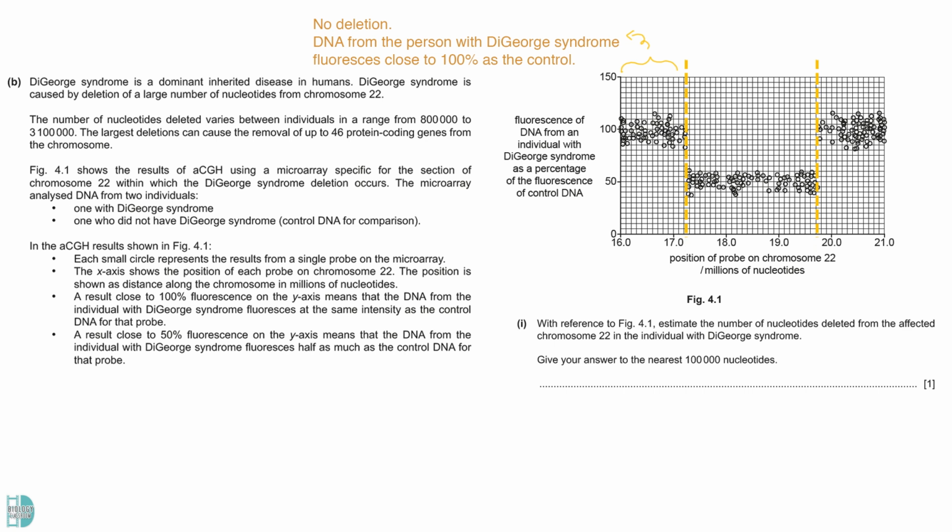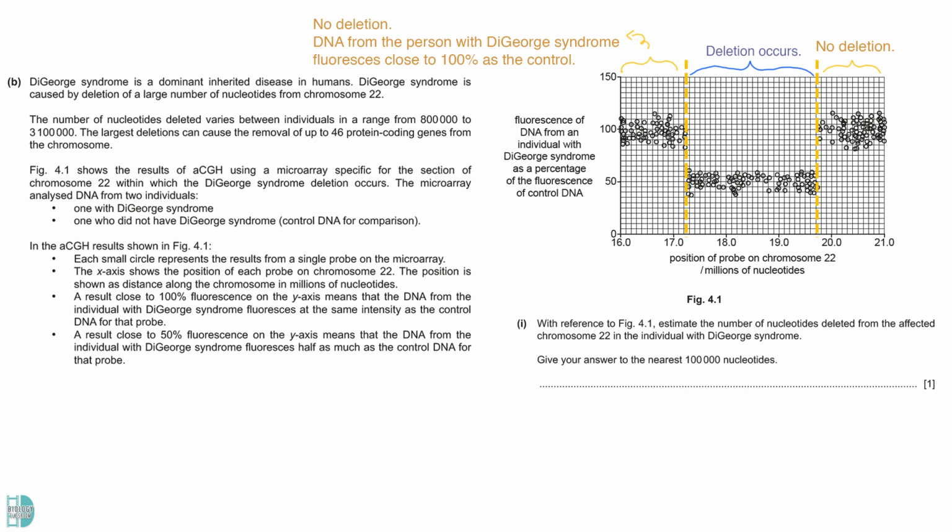Since the DNA from the person with DGOT syndrome fluoresces close to 100% as the control. The same goes for regions 19.7 to 21. Region 17.3 to 19.7 is where the deletion occurs, as the intensity is only 50% of the control DNA.